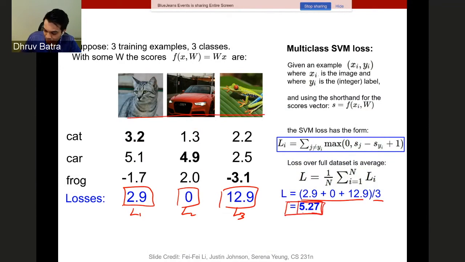This is how unhappy we are with our current setting of W's and B's with respect to this data set. And we're trying to drive this number down to 0. We'd like this to be small, or at least as low as possible. And we'll talk about how low you can go.